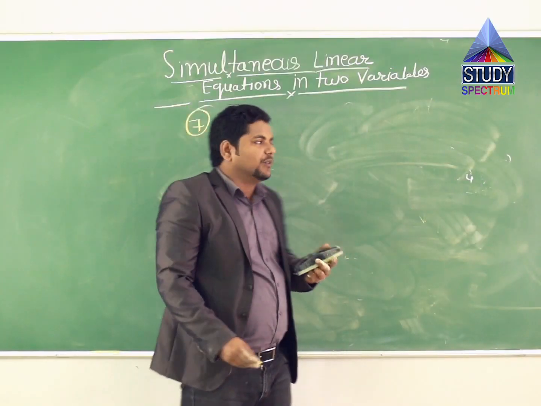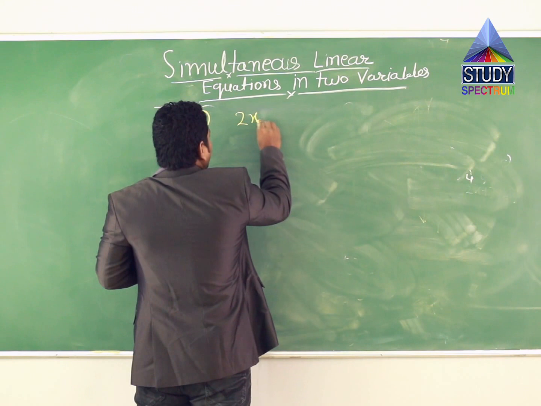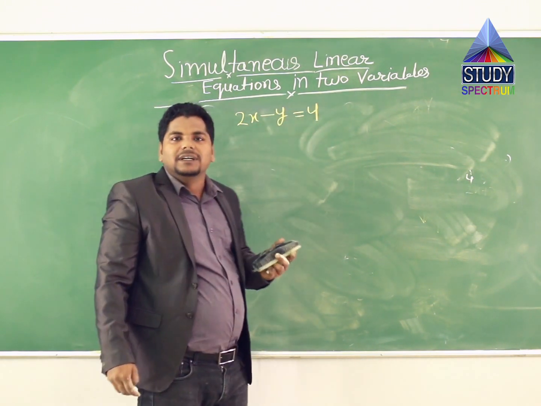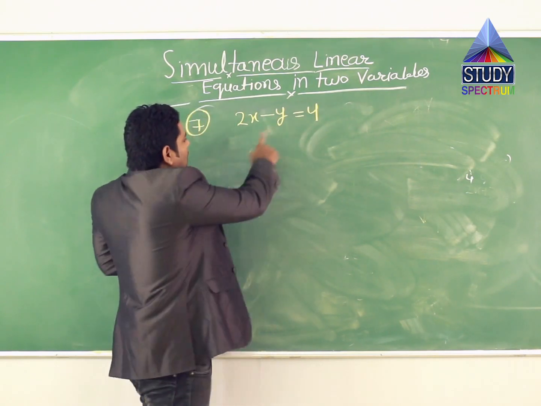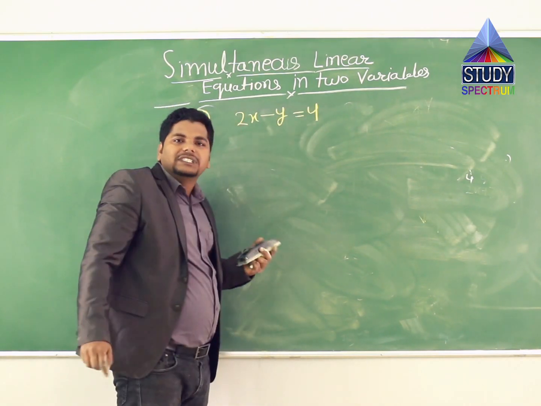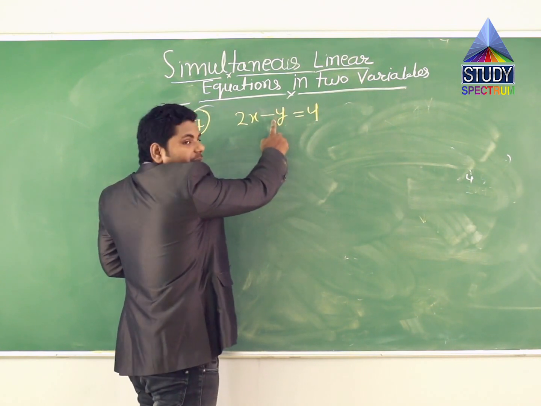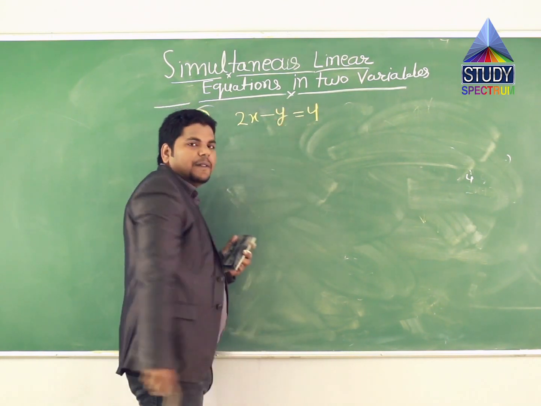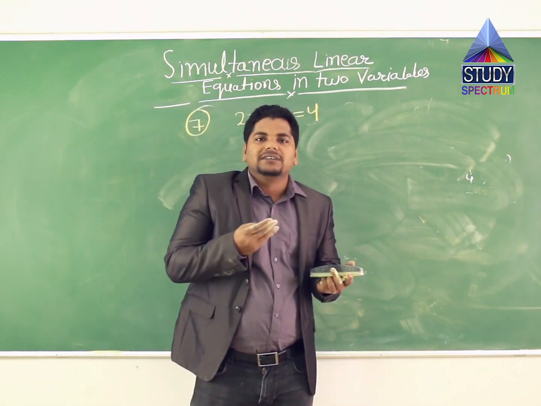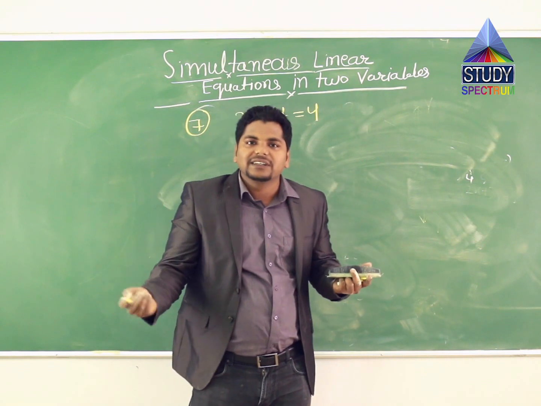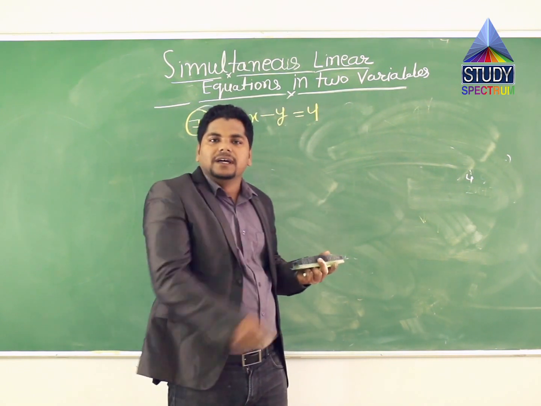2x minus y equal to 4. This is of course a linear equation, because we have a constant and we have a constant multiplied by a variable having power 1. Here also constant 1 is multiplied with a variable having power 1. And the graph of a linear equation in 1 and 2 variables is a straight line. So of course this is a straight line.